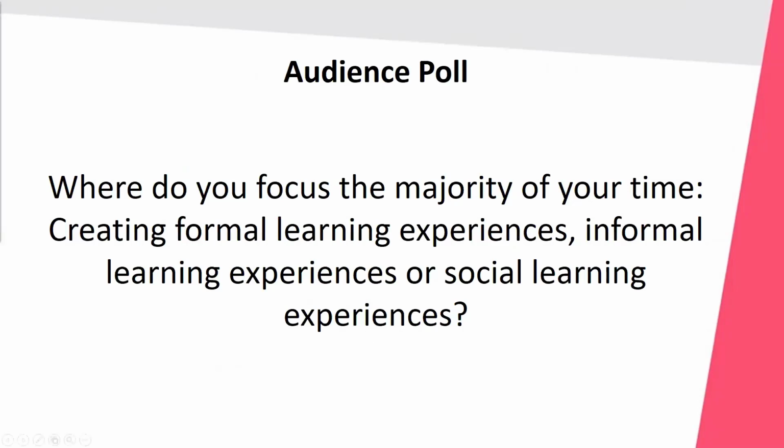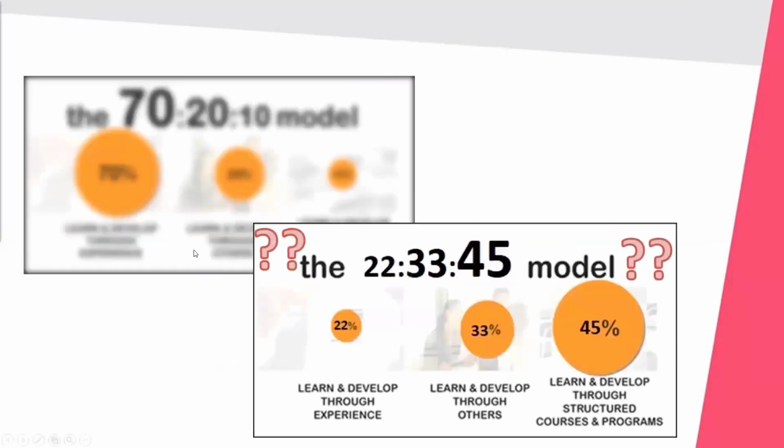So what we found when we talked to folks about this within the ATD group was really about 22% spent their time in the informal learning space. 33% said their time was being spent within the social learning space, and 45% of our time was being spent in the formal learning space.